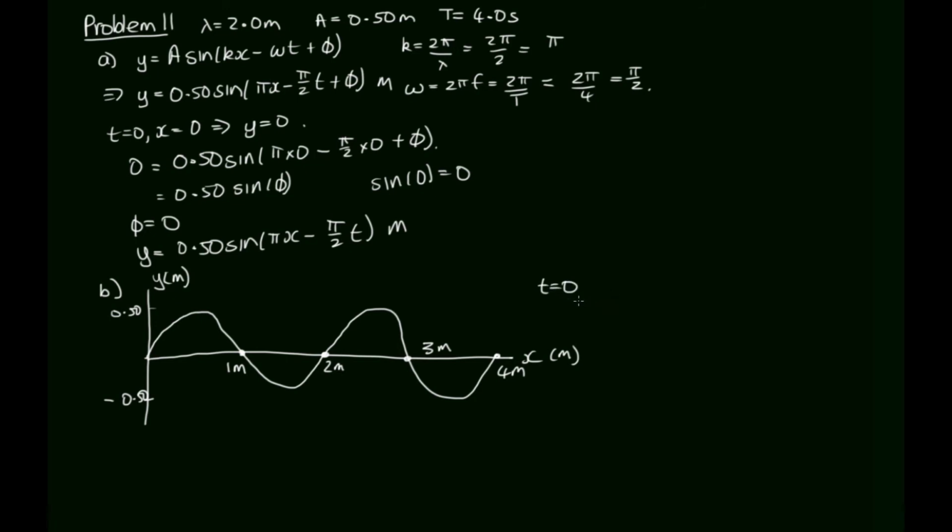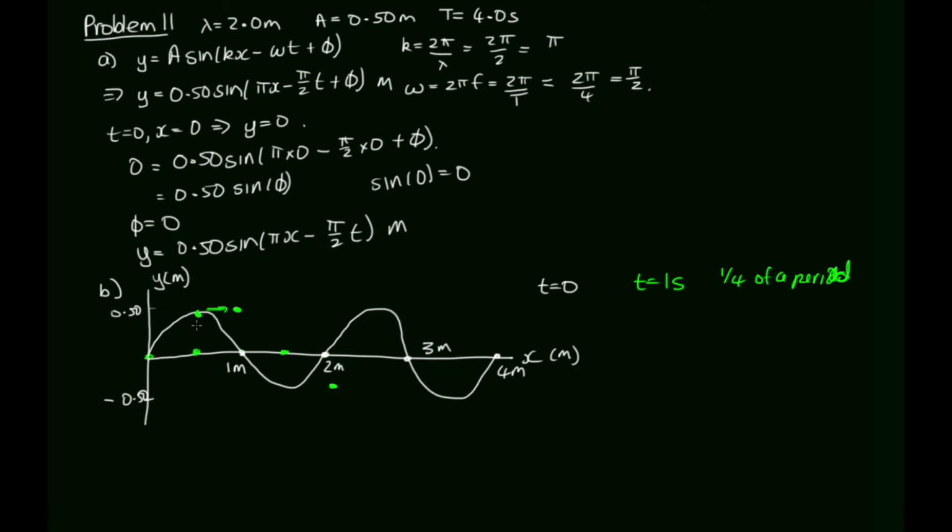We're then asked to draw the medium 1 second later. Let's do that in green. This wave is moving in this direction here, and we need t equals 1 second, which is 1/4 of a period. In a period, the wave travels 1 wavelength. In a quarter of a period, the wave travels 1/4 of a wavelength. So this point moves on to here. This point moves on to here. This point moves on to here. This point moves on to here.